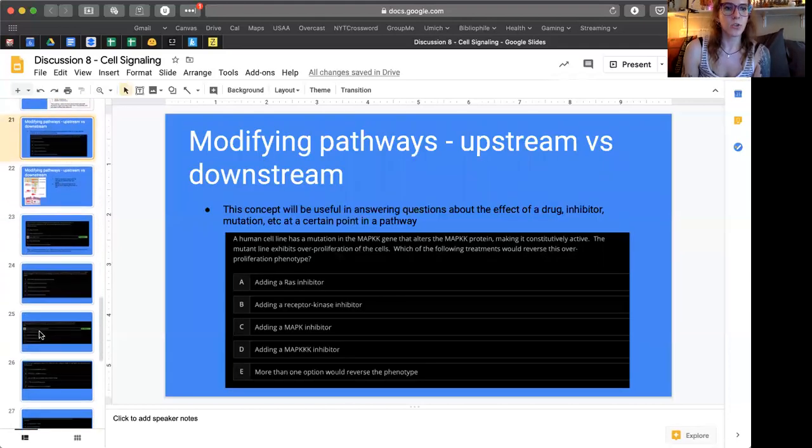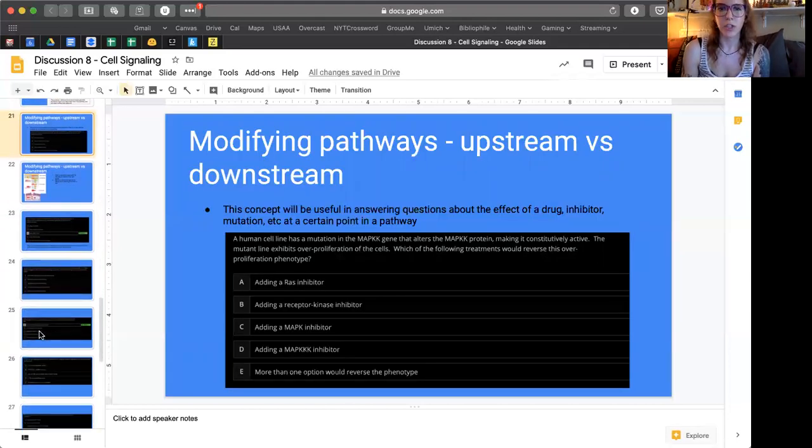Okay, so I wanted to go over some problem roulette questions real quick and talk about modifying pathways and comparing upstream versus downstream for modifications. This concept will be really useful in answering questions about the effect of a certain drug or inhibitor or a mutation at a certain point in the pathway. It'll tell you what you can expect and allow you to make predictions based on that.